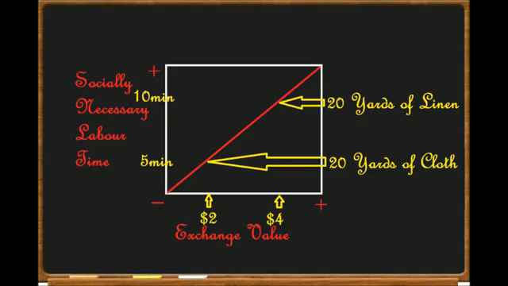For example, 20 yards of cloth take 5 minutes to weave and are worth $2, and when one takes that cloth and in 10 minutes makes 20 yards of linen, then the same length in linen is worth $4. Remember, these are in socially necessary labor times, and thus averaged out amongst all examples in this society's market. And since it takes 10 minutes to make a shirt using the same materials and tools, it also costs $4.